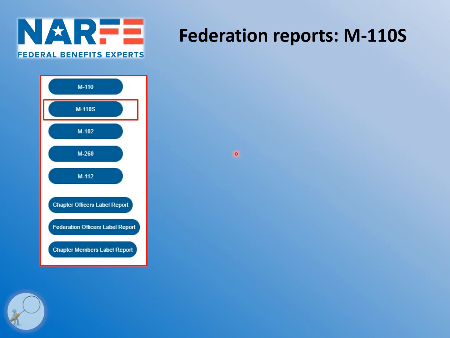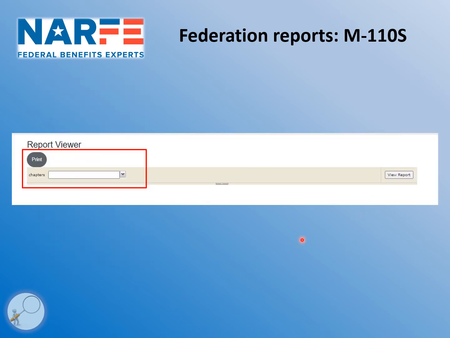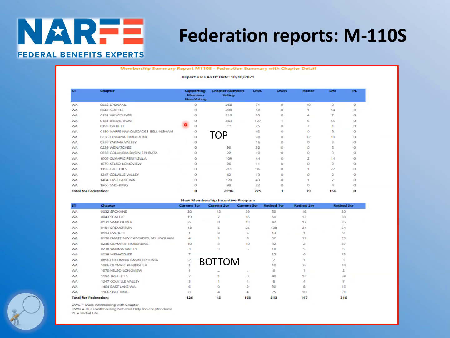The next report is the M110S. This is a summary report. And once again, it asks you for a chapter or chapters, then View Report. And this is what the summary looks like. It doesn't give you any of the detail that the M110 gives you. It summarizes all of the information that is on the M110 for the Federation.